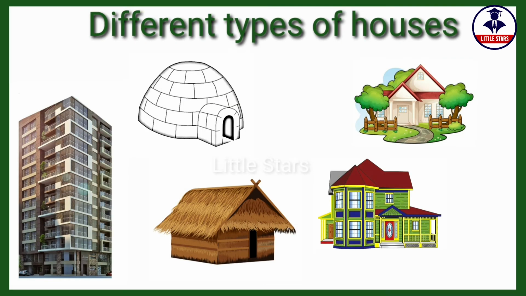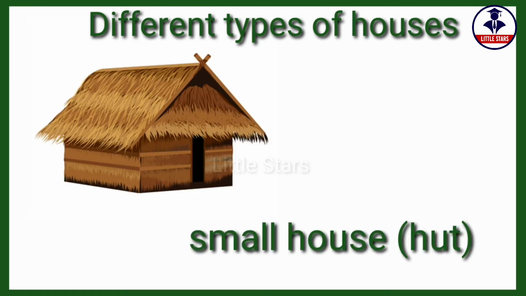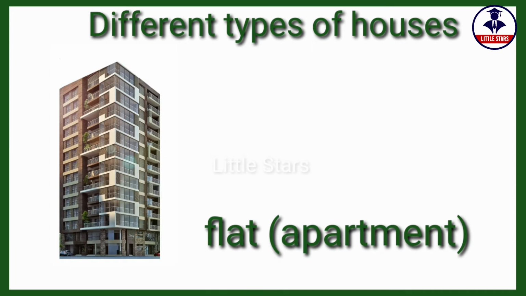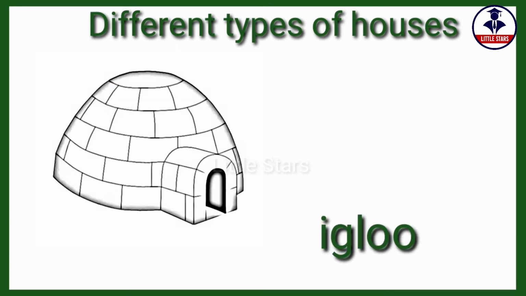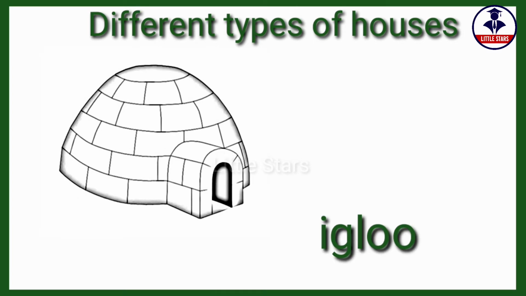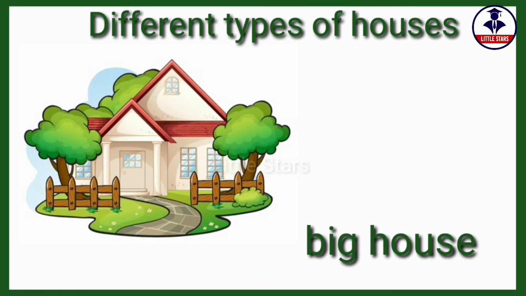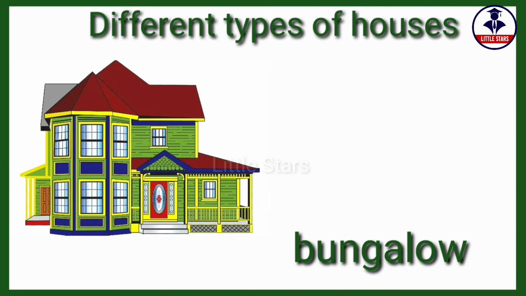Different types of houses. Small house or hut. Flat or apartment. Igloo. Big house. Bungalow.